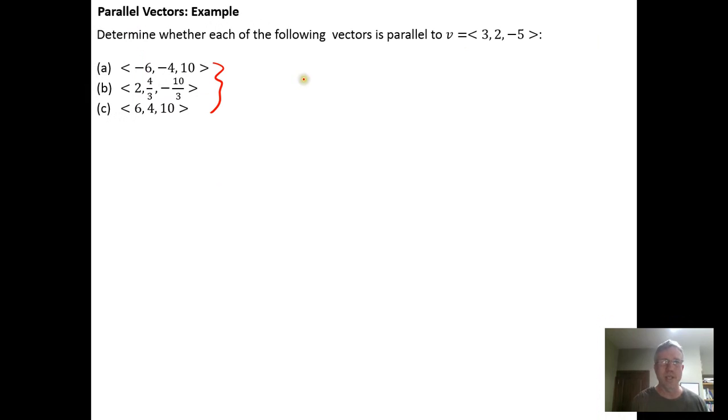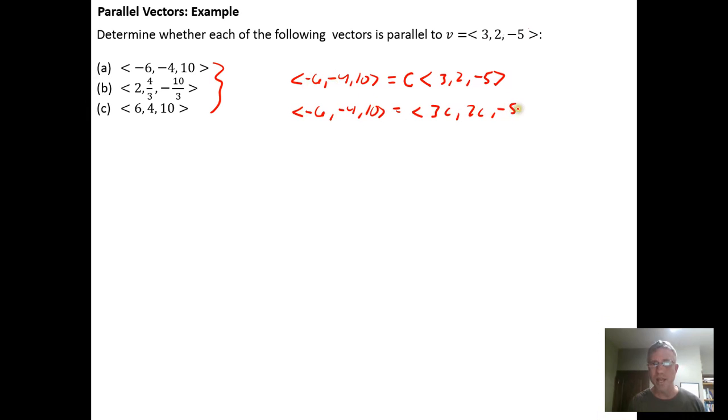So for example, we can look at the vector -6, -4, 10. And if it's parallel to the vector 3, 2, -5, we should be able to find a scalar c so that we can either stretch, compress, or reflect. We can make some scalar modification to the vector 3, 2, -5 so that it's equal to the vector -6, -4, 10. In other words, -6, -4, 10 should equal, if we distribute our scalar into the parentheses, 3 times c, 2 times c, -5 times c.